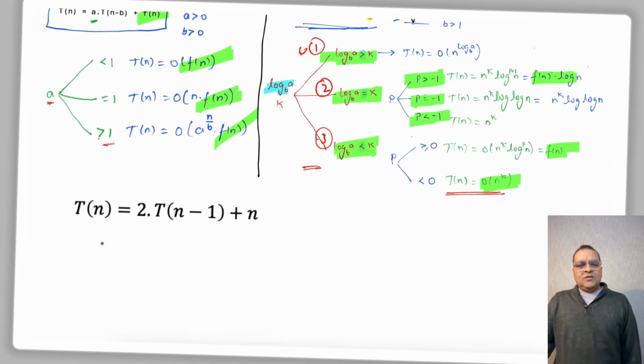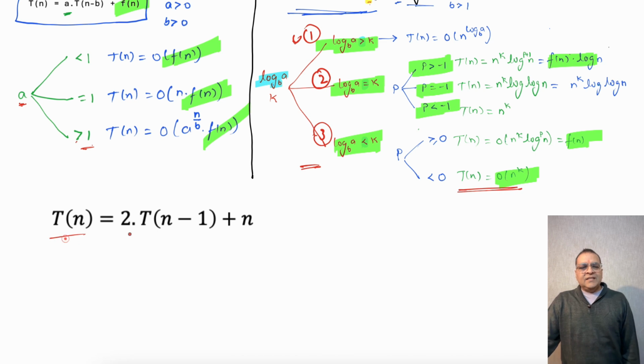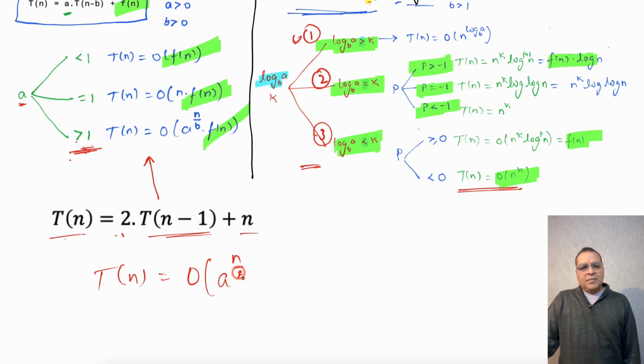How about this question? In this case, Tn is equal to 2T of n minus 1 plus n. This is the first kind of equation where a is 2. So a is 2 means that in this case, the answer is Tn is equal to order of a raised to the power n by b into Fn. Fn is n, b is 1, a is 2. So this is big O of 2 raised to the power n into n.